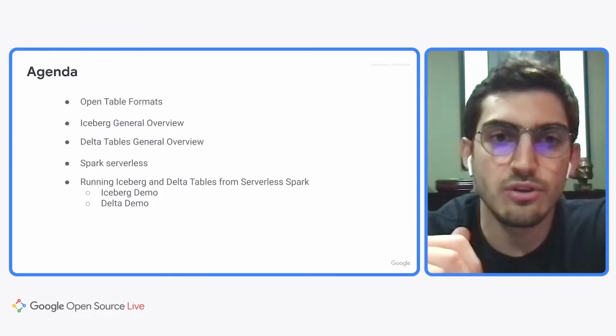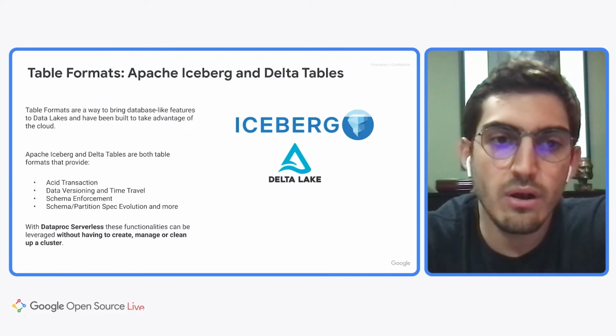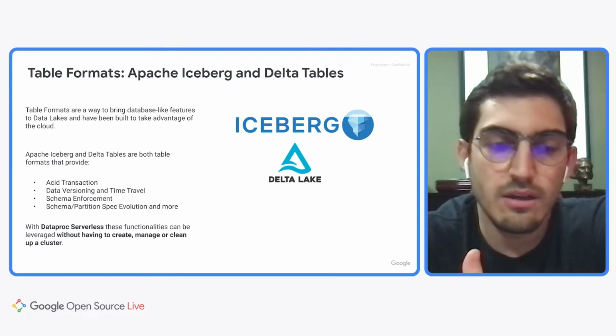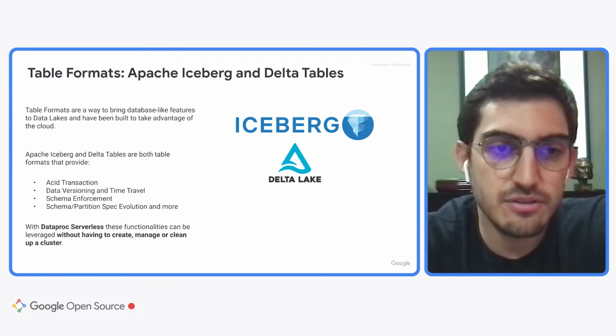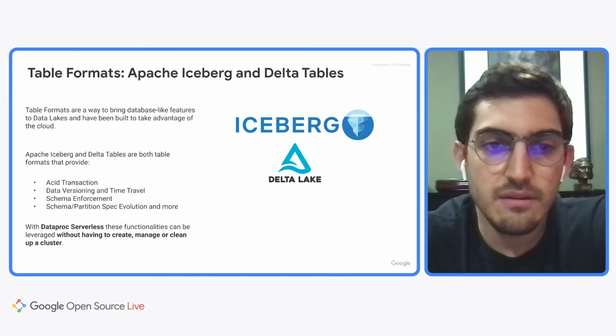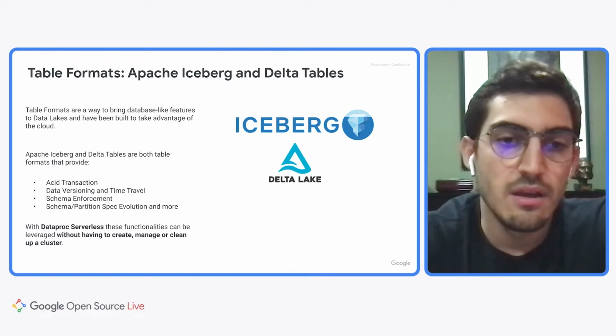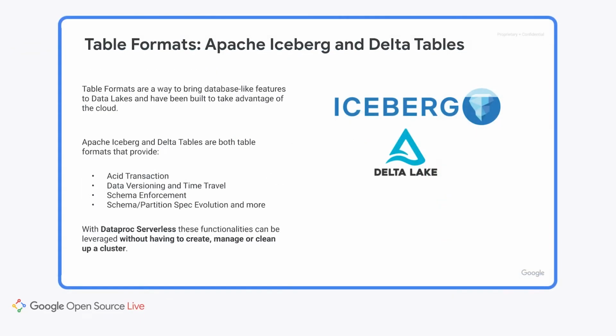So let's get started. We'll start by talking about table formats. Apache Iceberg and Delta tables are both what we call table formats. Basically, they're a way to bring database-like features to your data lake. So what do I mean by database-like features? I mean functionalities such as ACID transactions, data versioning, time traveling in your data, schema enforcement, schema evolution, and so on. So this is the kind of functionalities you get from table formats. And furthermore, with Dataproc Serverless, these features can be leveraged without having to create, manage, or clean up a cluster.